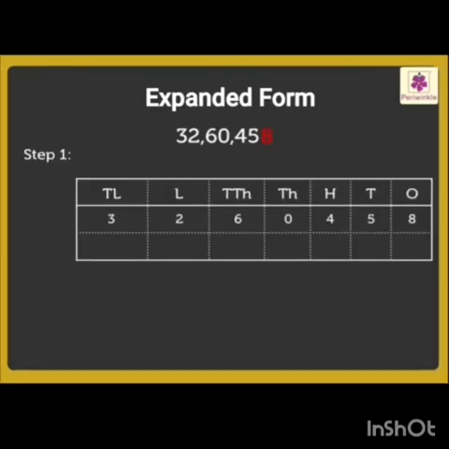Step 1. We write the number 32,60,458 in the place value chart as 3 in 10 lakh place, 2 in lakhs place, 6 in 10,000s place, 0 in thousands place, 4 in hundreds place, 5 in tens place, and lastly 8 is in ones place.